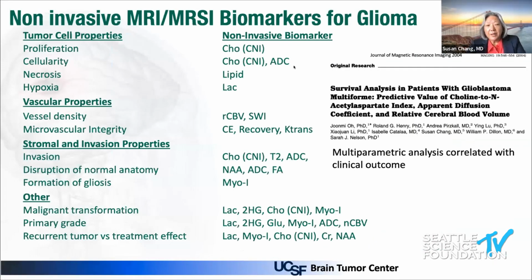So in general, for the non-invasive MRI and spectroscopic imaging biomarkers, this is steady state spectroscopic imaging. We can now characterize tumors based on their biology and what we consider the non-invasive imaging biomarker. And here you can see the differences in terms of the tumor cell properties, the vascular properties, invasion properties, and others in terms of malignant transformation and tumor versus treatment effect. And a lot of this work has been done looking at survival analysis, incorporating all of these various parameters, so this multi-parametric analysis to clinical outcome.